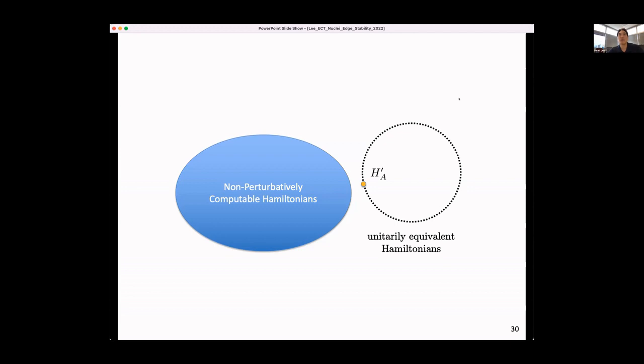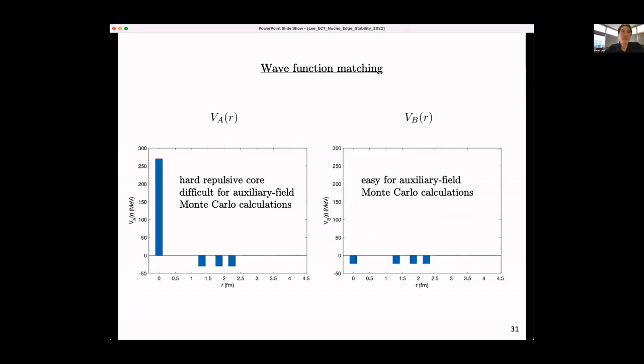If you want even higher precision, you can obviously go beyond first order, go to second order, or use some non-perturbative method like eigenvector continuation. But let me show you how this works. Okay, let's suppose we have an interaction VA that's difficult for Monte Carlo simulations because it has a hardcore repulsive term here. But let's say we have VB here that doesn't have this repulsive core. It's just attractive all the way through.